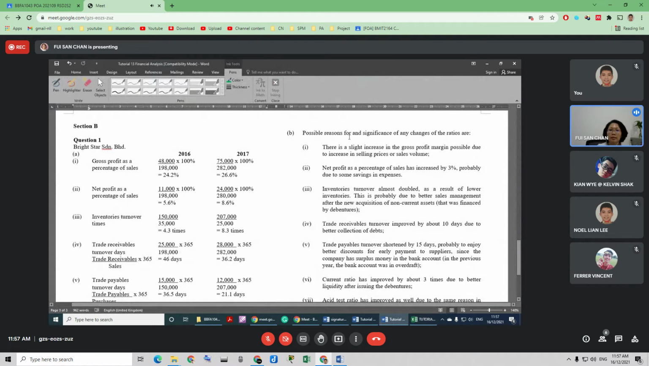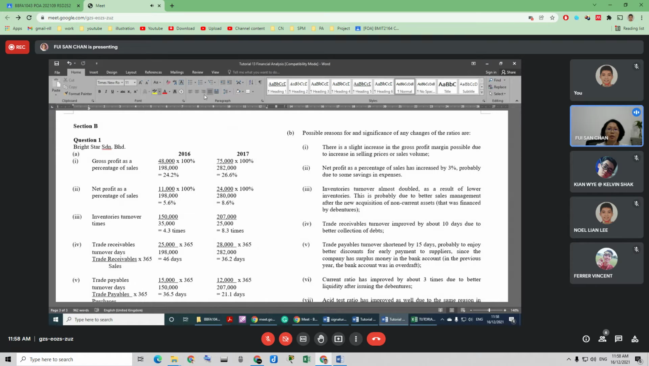So, possible reason for and significance of any changes of the ratio. Okay, number one, gross profit. So we say 24 and 26. So there's an improvement, right? In 2017, improved by less than 2%. So here you say slight increase. You can use the word like this. Slight increase in the gross profit margin, possible due to increase in selling price.